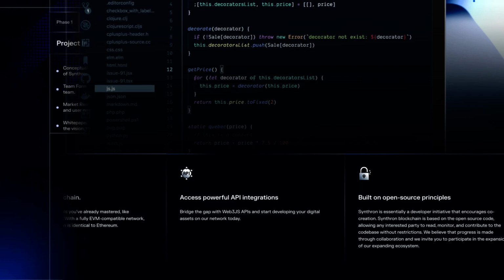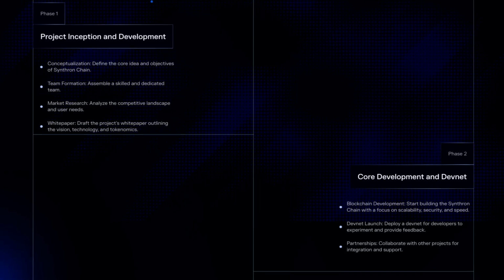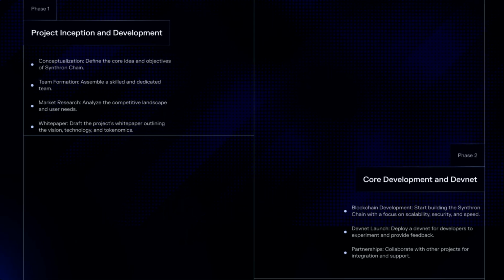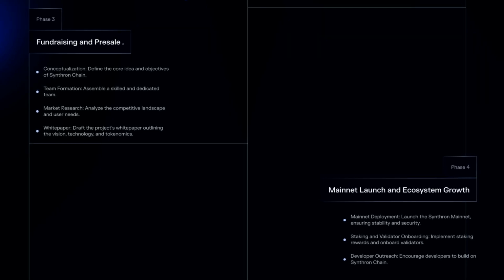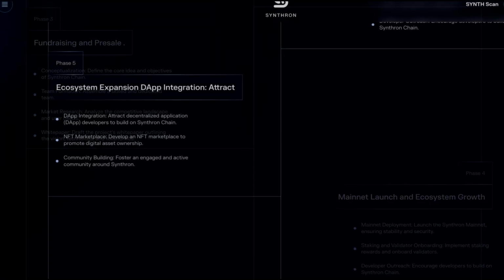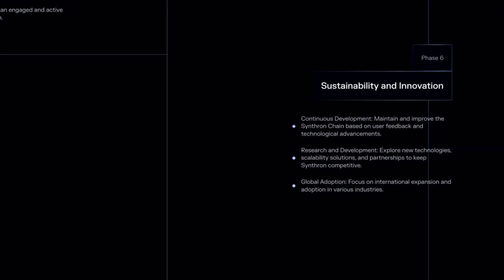Next up, we have the roadmap. Phase 1 is their project inception and development phase. Phase 2, core development and devnet. Phase 3, fundraising and pre-sale. And Phase 4, mainnet launch and ecosystem growth. Phase 5 is ecosystem expansion and dApp integration. And Phase 6, sustainability and innovation.